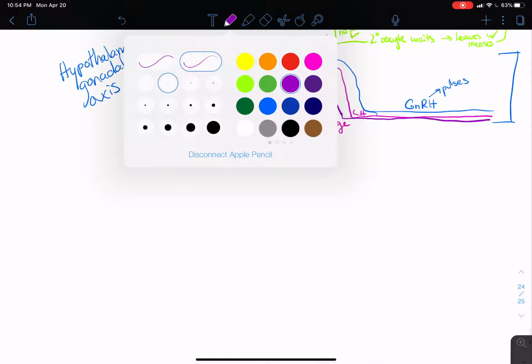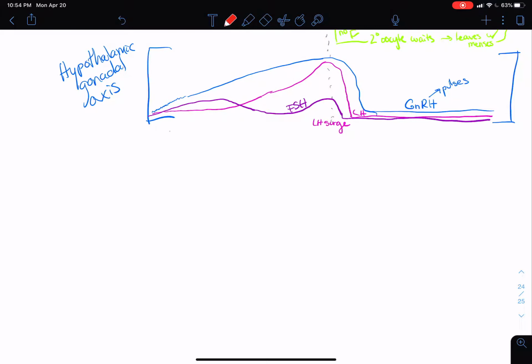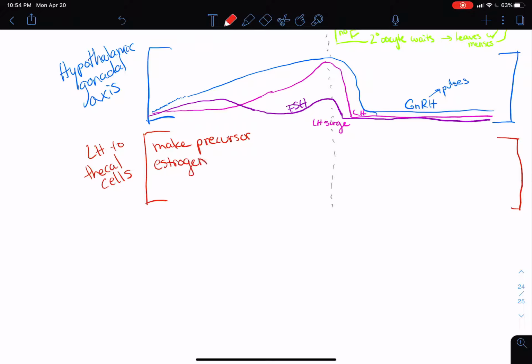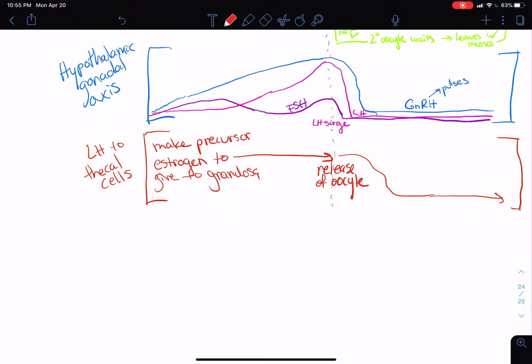Okay. Now let's talk about what's happening with LH. LH is going to go to the thecal cells. And let's again draw in ovulation. At first we're going to be making precursor estrogen. So that's not estrogen yet, to give to granulosa. Then we have the LH surge, and let me draw the arrow all the way to the release of oocyte, and that's it. Then LH just kind of goes down. That wasn't meant to be bumpy. It was meant to be down. Okay.